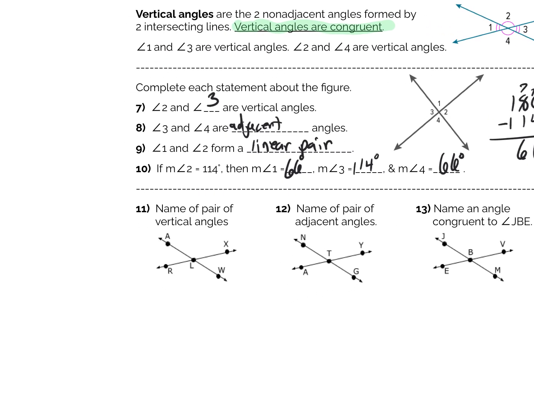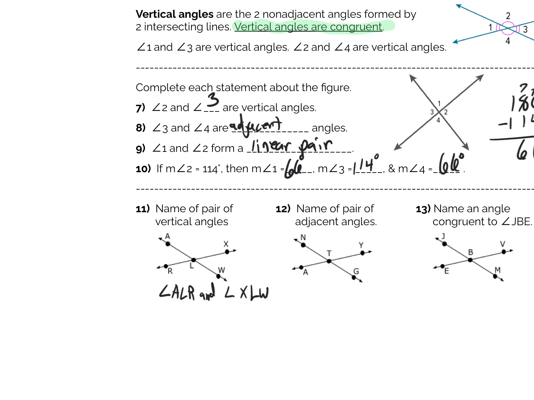So in this picture down here at the end, number 11, name a pair of vertical angles. Well, we've got a couple of options. So we could say angle ALR and angle XLW. That's vertical angles. You could also do angle ALX and RLW.